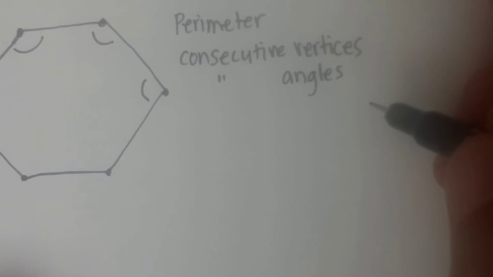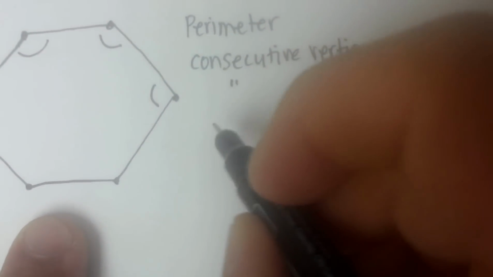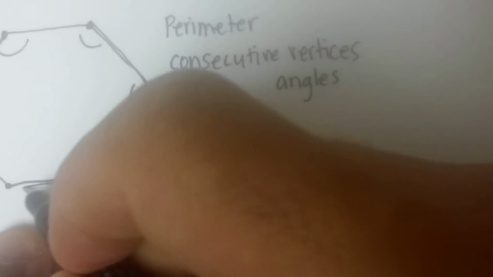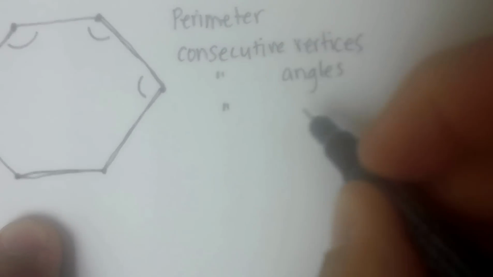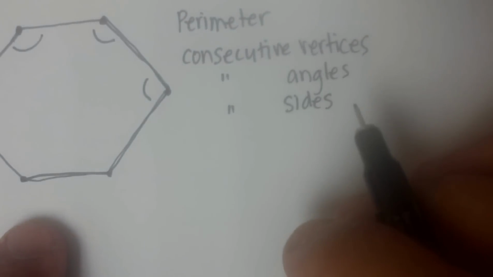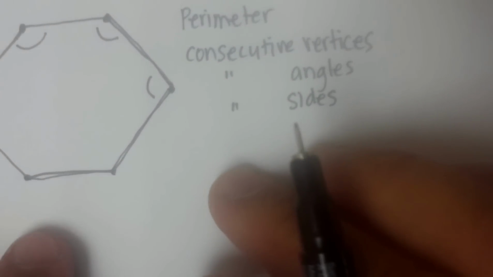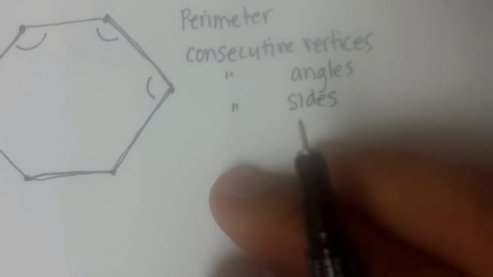We've already talked about diagonals, but then go from this side to this side to this side. Those are again called consecutive sides. Okay? So those are all important characteristics and features of polygons that you should know.